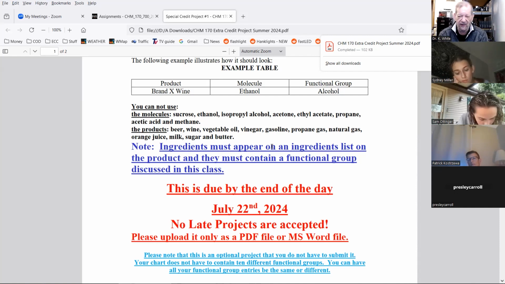Now, you can't use the following products: beer, wine, vegetable oil, vinegar, gasoline, propane gas, natural gas, orange juice, milk, sugar, or butter. Anything else is available, any product. Now, note, this is important. Ingredients must appear on an ingredients list on the product, and they must contain a functional group we discussed in the class. Now, there are other functional groups I didn't cover. And through the years, when students put those down, they always get them wrong. So just stick to what we've covered in class, which is a lot.